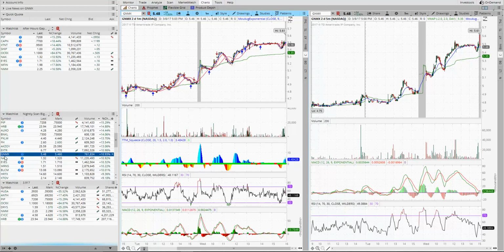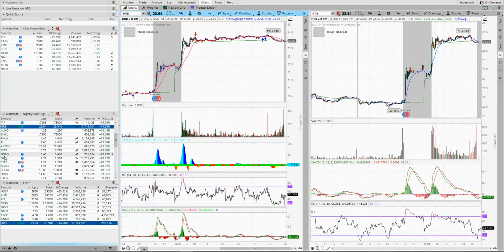GNMX. All right. Not very liquid, but you know, it had some moments of strength here, and it held its highs. You know, this might be a good swing trade. It was 475 5 days ago. I'll put it on the watch list just for you, for some of you guys who may want to swing or hold all day.